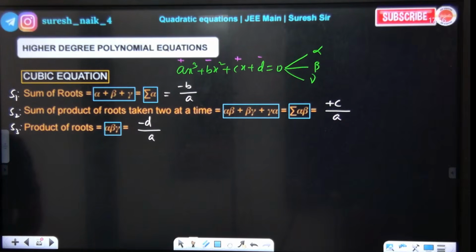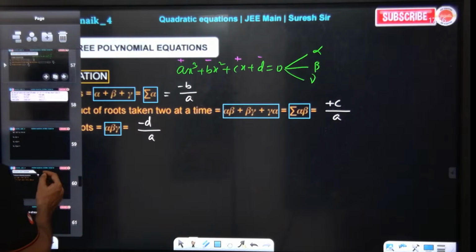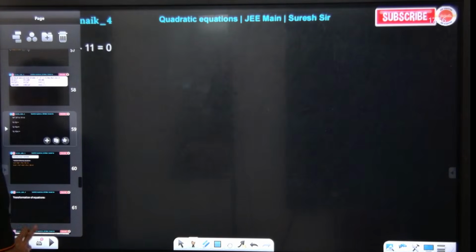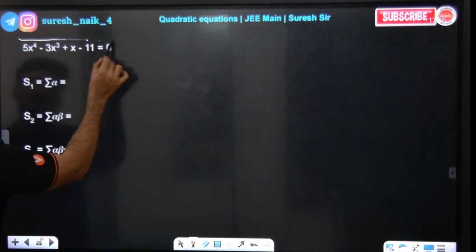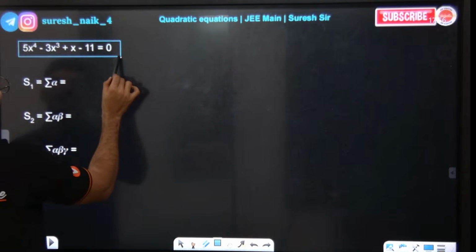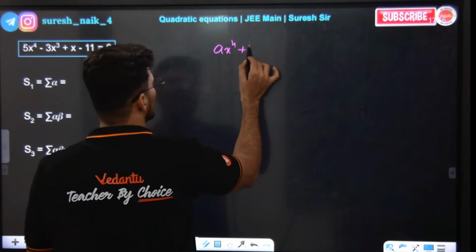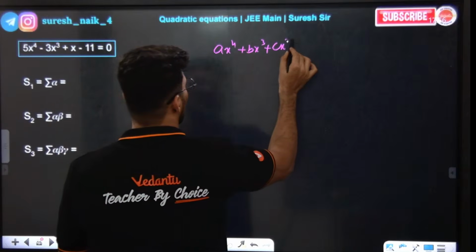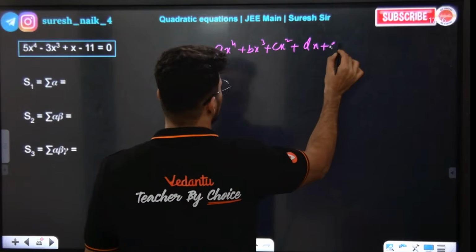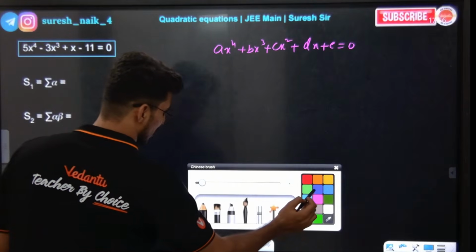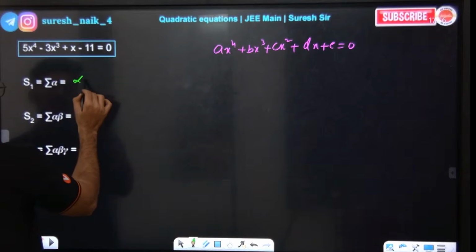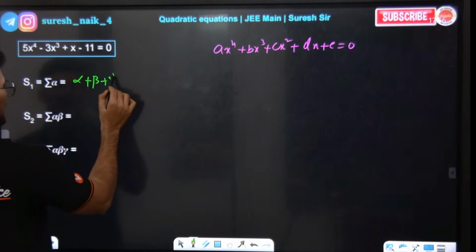Okay, wow, super sir. Now guys, after this you will have to solve a few questions. Look at the board, everyone. You have something like this: a 4th degree polynomial, ax to the power of 4 plus bx cube plus cx square plus dx plus e is equal to 0. S1 means the sum of the roots, alpha plus beta plus gamma plus delta.